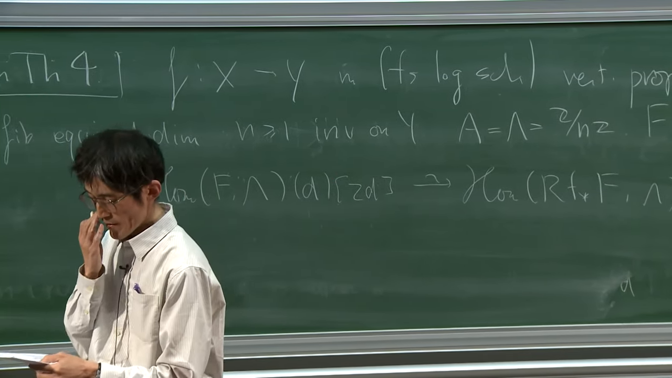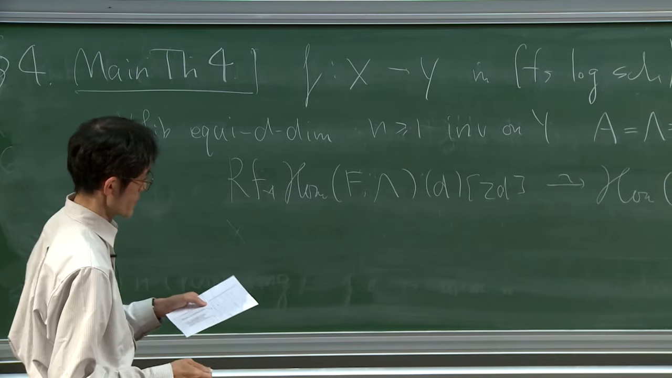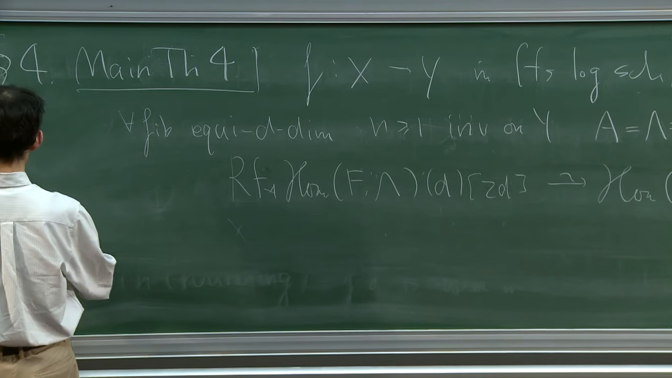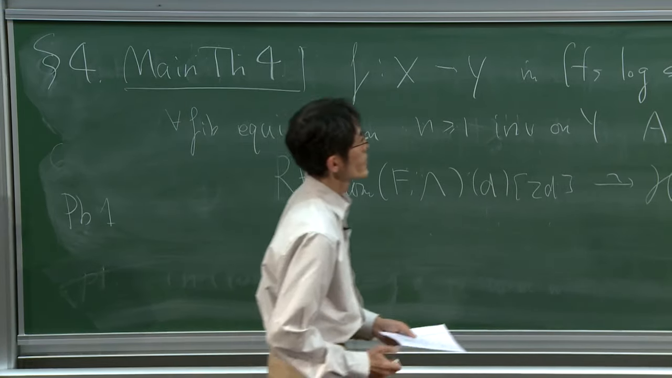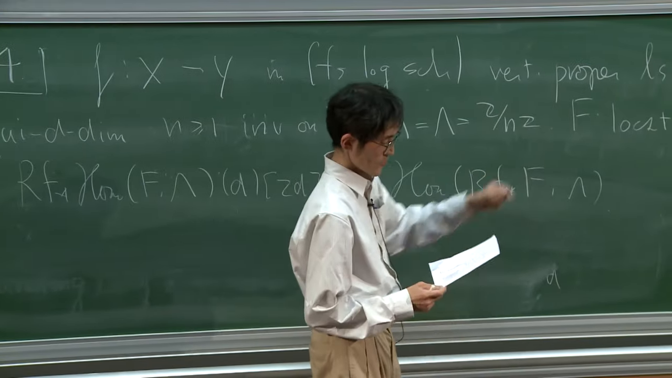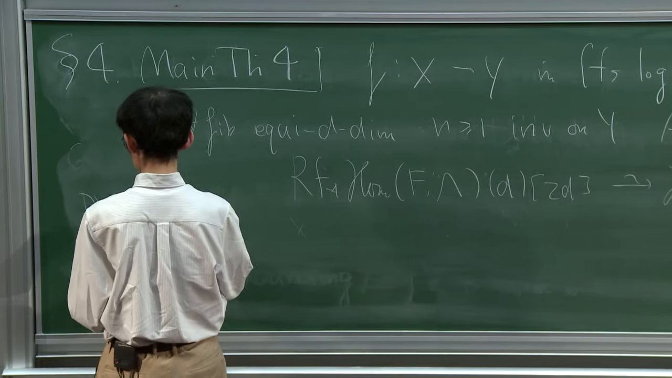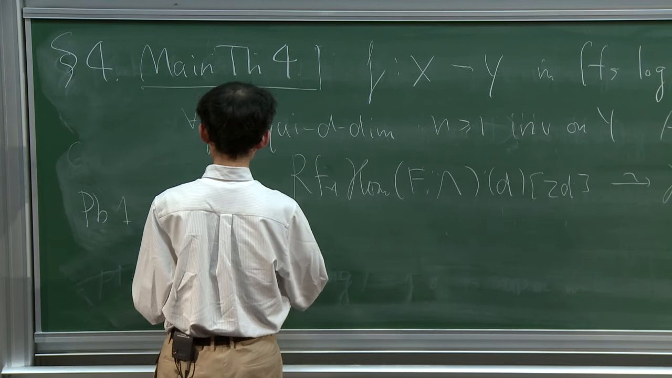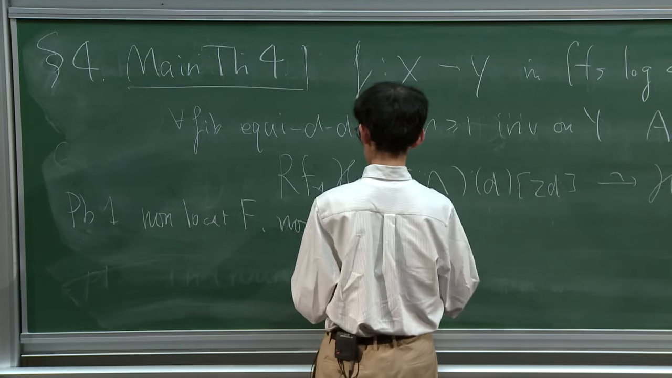The advantage is that the base is arbitrary, but clearly there are some problems. Properness shouldn't be, of course. So problem one: non-locally constant f and non-proper f.